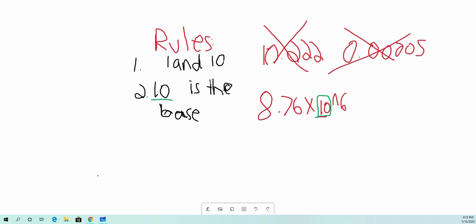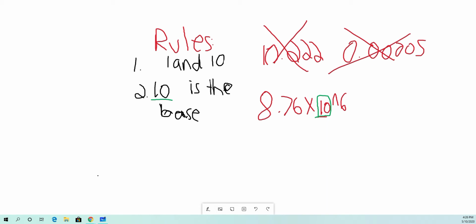So for instance, if I created a decimal like this, 0.00005, this is less than 1, so this cannot count. This breaks the first rule, so this doesn't work. Also, 10.222, this is 10 or greater, so this breaks the second rule. Cannot be 10 or greater.